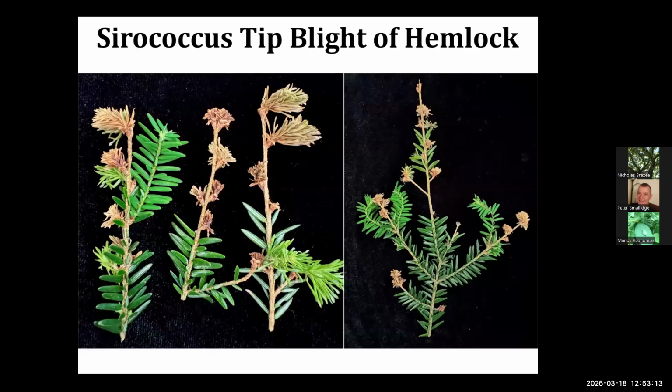Okay, and then let's finish off here just talking about hemlock. We had an outbreak of Sirococcus tip blight in 2024 that carried over into 2025. We see the symptoms of the disease here. The new growth is flushing, and it is killed and dies shortly after flush. So we see these pale green to brown needles, these little tufted shoots, and then we also see some shoots that are continuing to grow normally and pushing through that.